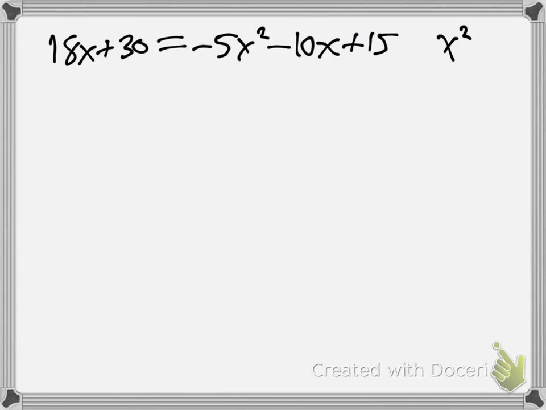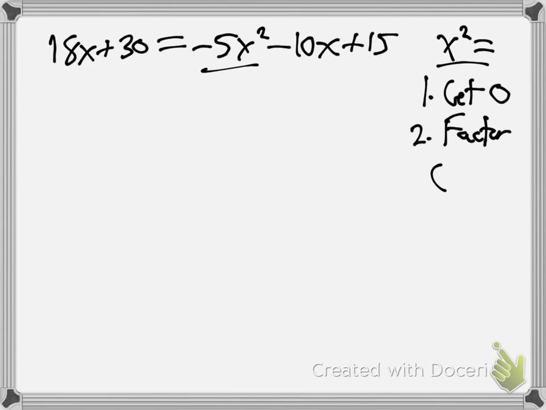Okay, so now you need to have a game plan. Whenever you see x squared with an equal sign, here's x squared right there, you have to have a game plan. What's the game plan? Number one, you got to get a 0 on one side. And then step two, you try to factor, if you can, with the parentheses. So how am I going to get x squared?